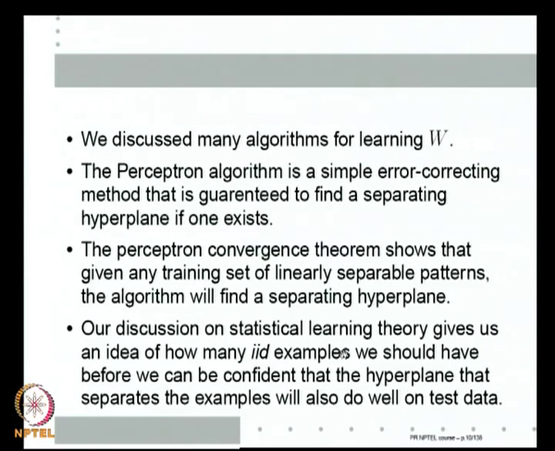So, as a thumb rule, we need at least 10 times d examples before a hyperplane that separates the examples is also very likely to separate the pattern classes. Okay. So, that is the two hops.